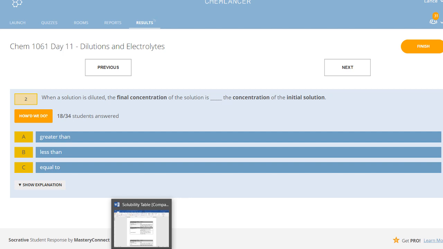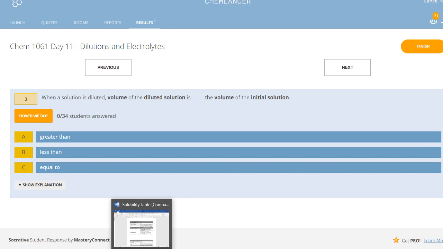You dilute something down. The final concentration is what compared to the concentration of the initial solution? Get your answers locked in. We'll count down. 5, 4, 3, 2, 1. All right, good. So that means you should remember when you check your answers and you dilute something, the final concentration is always less than its initial.